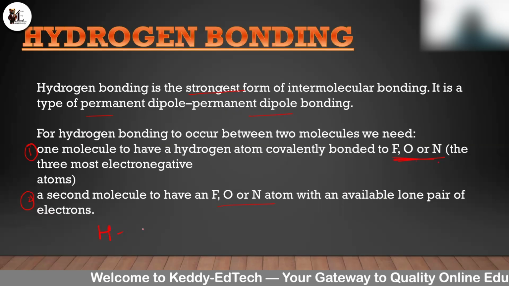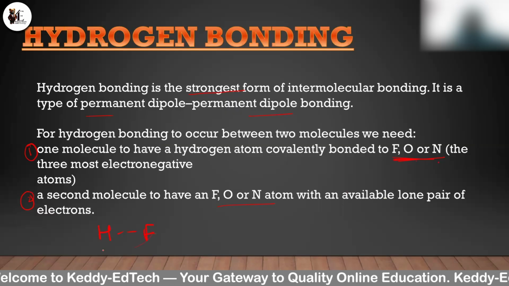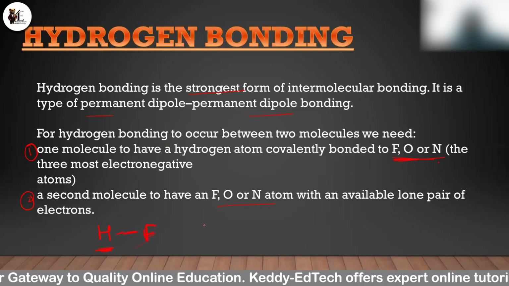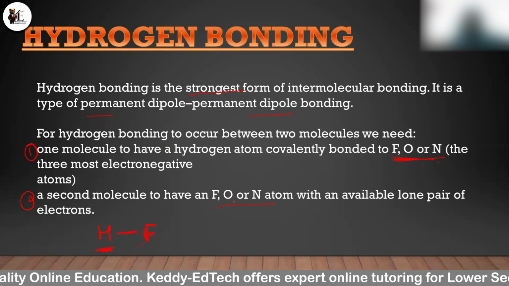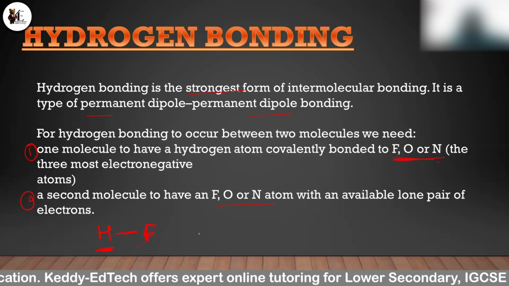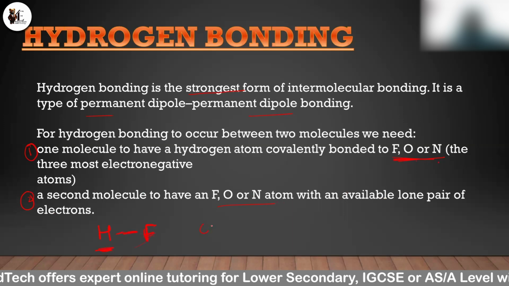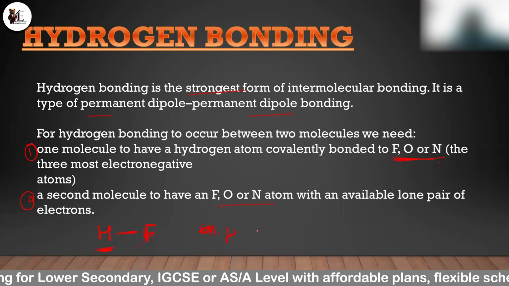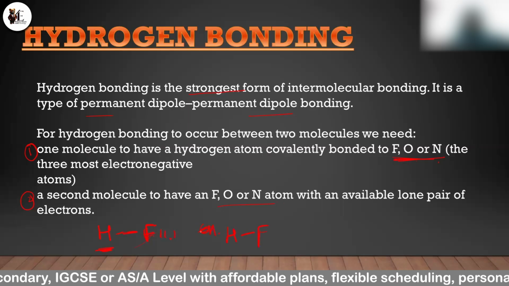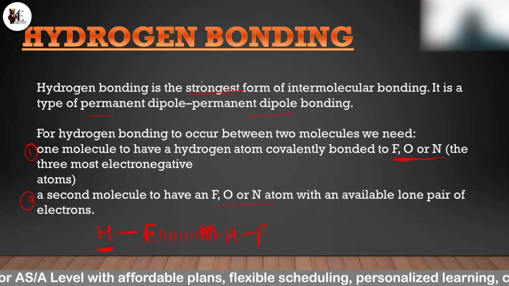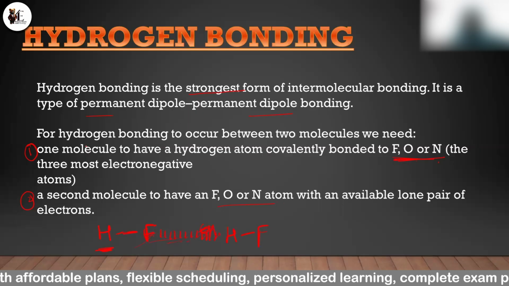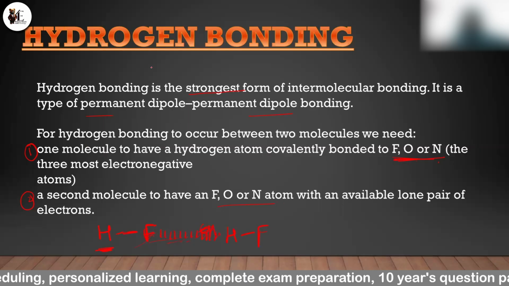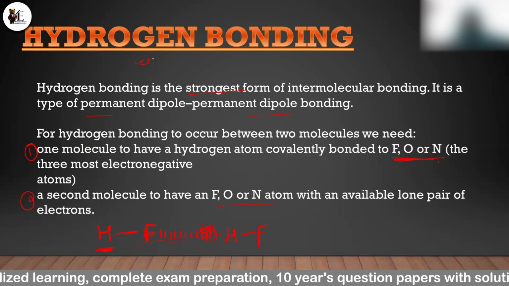For example, HF is a molecule which has a hydrogen atom covalently bonded to fluorine. And the second molecule needs to have an F, O, or N atom with an available lone pair of electrons. We can take any molecule, CH3F, or we can take HF also. So HF and HF form hydrogen bonding between HF molecules. So in hydrogen bonding, we need two things: a hydrogen atom and an electronegative atom. There should always be fluorine, oxygen, or nitrogen. If there is chlorine, then no hydrogen bonding will occur in this case.